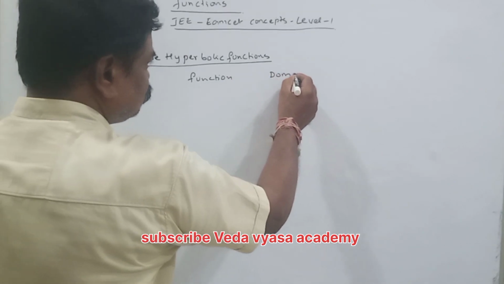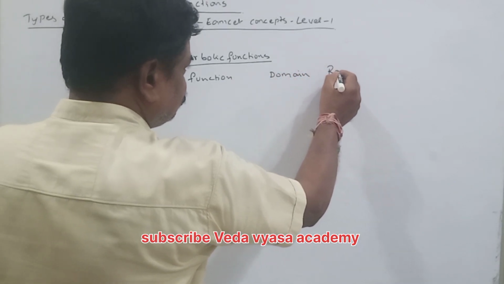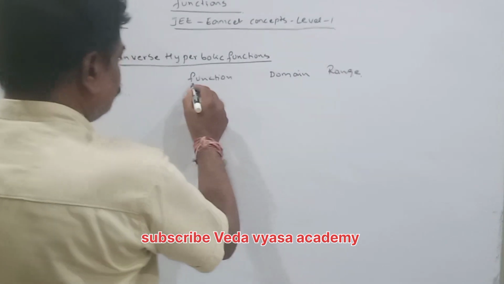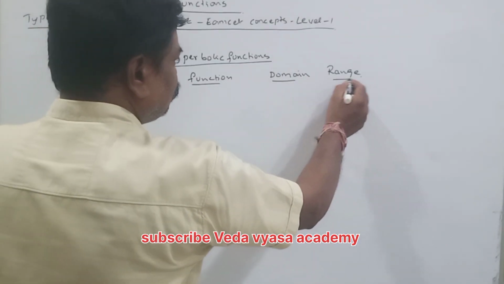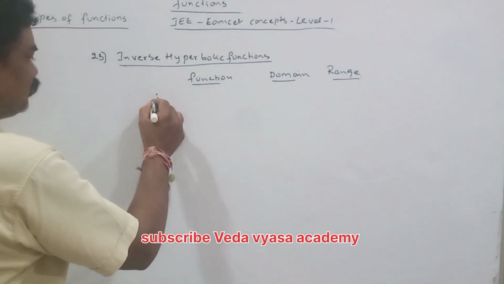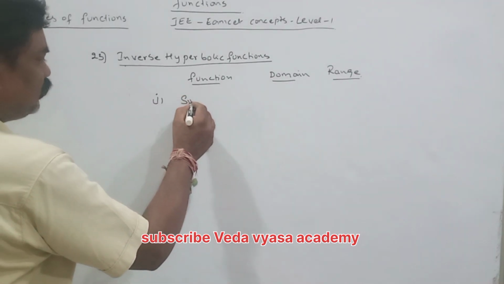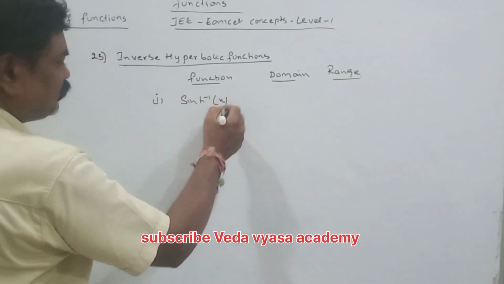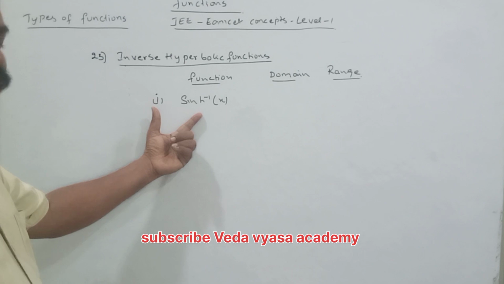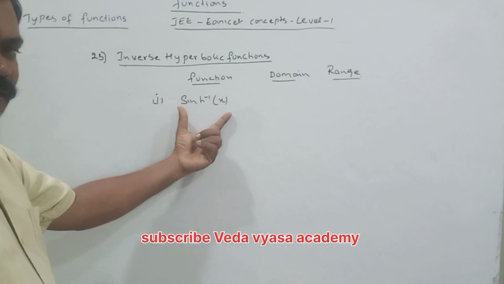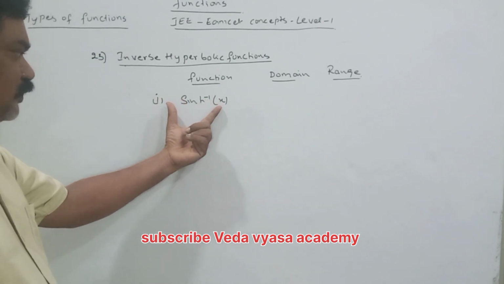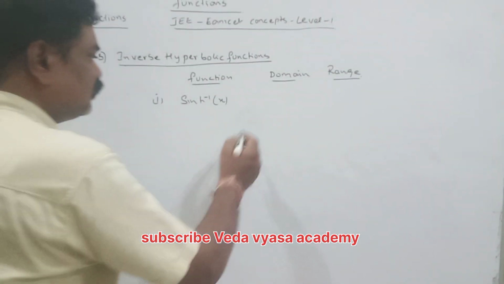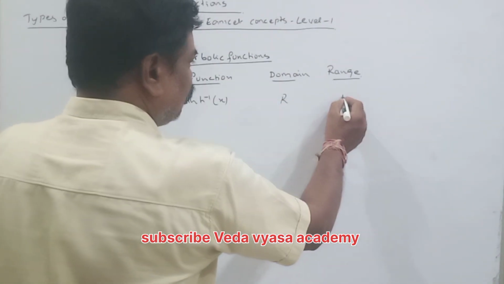Function, domain and range. First one, sinh inverse of x, the inverse hyperbolic sine function. This domain is R and range is R.